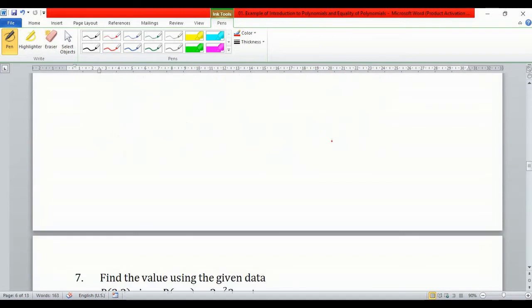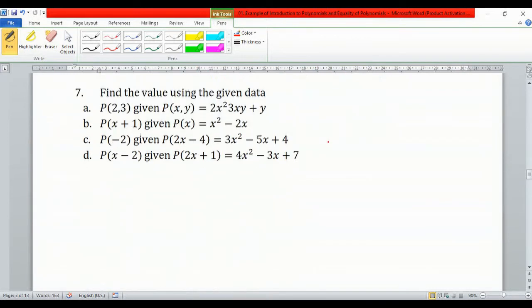So let's jump to another example. Okay. Find the value using the given data. So for number A, we have P(2, 3) from P(x, y) equal to 2x squared minus 3xy.